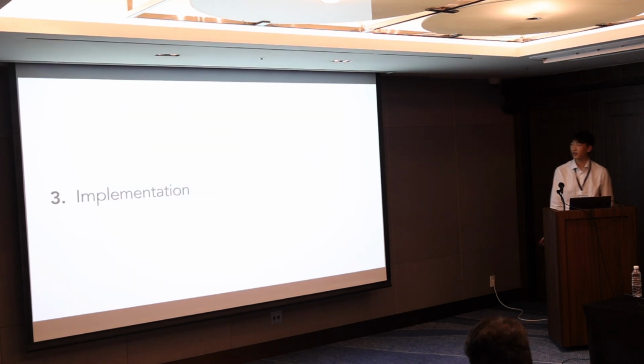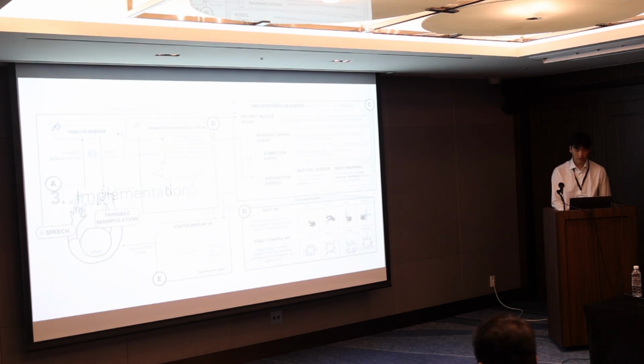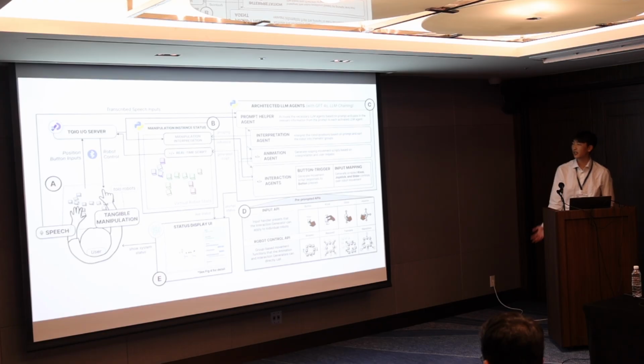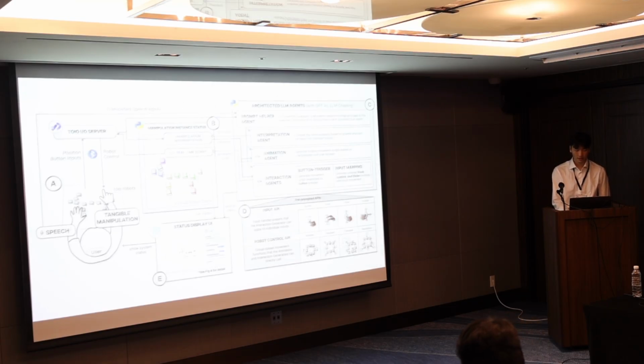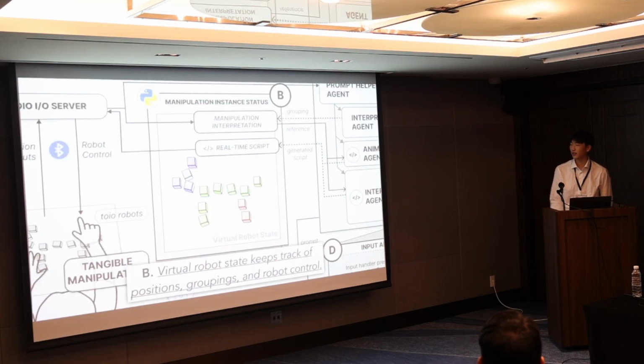So next, I'll run through our implementation. And the core of it is that we use a multi-agent LLM architecture to handle user inputs. The user's two input modalities are speech and hand shaping, and these are stored in the virtual robot state. This includes the robots' positions, but also this kind of abstracted grouping that the system generates.